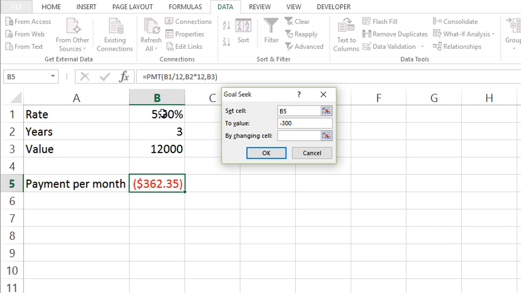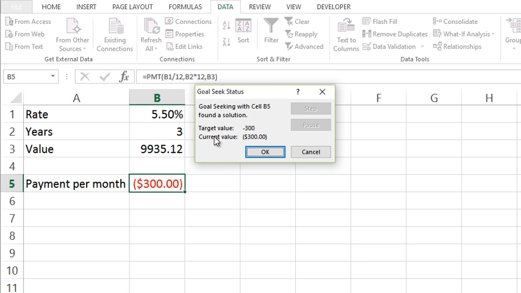So, I mean, you could pick any one of these three cells. They're all being used in the formula. Realistically, we can't really change the rate. Years we could, except we wouldn't want it to be some ridiculous number of years. So I'm going to change the value in this case. So I'm going to say by changing cell B3, I'm going to click OK.